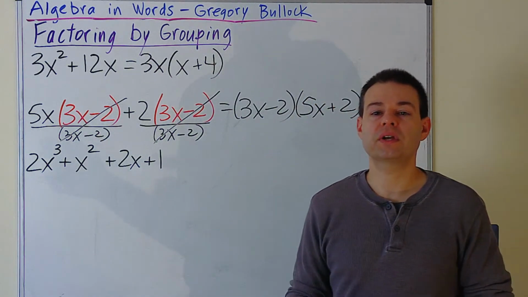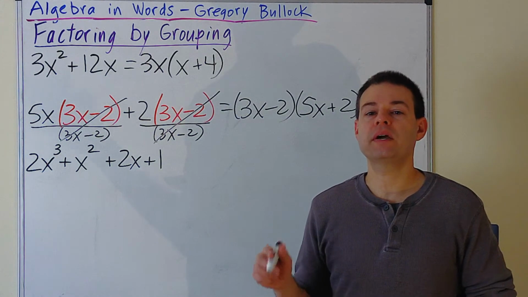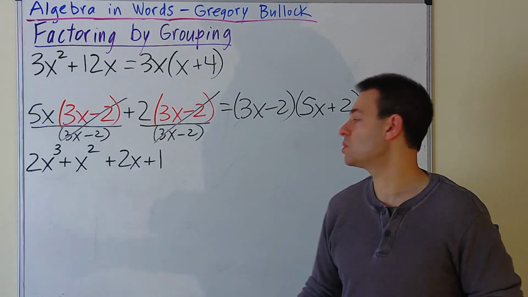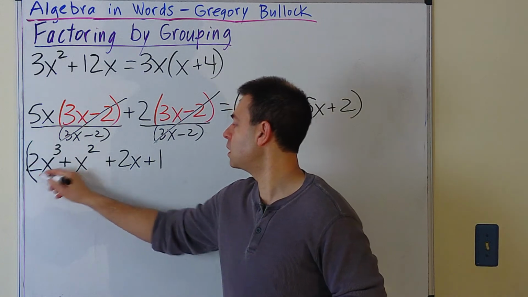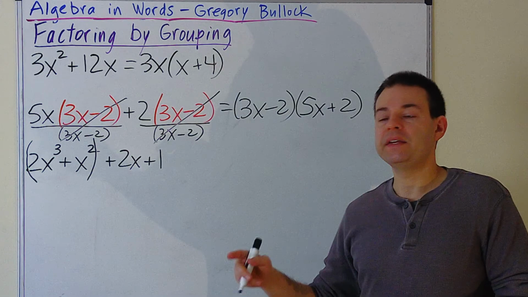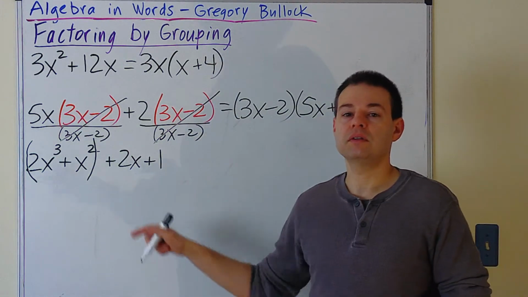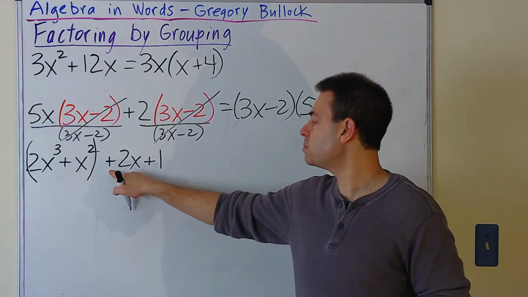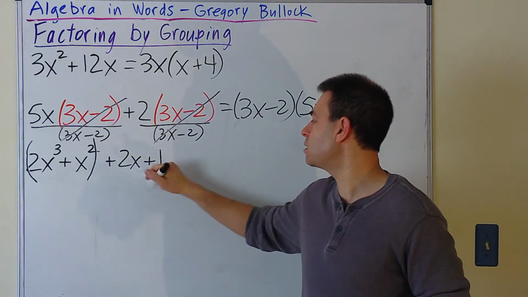So the next thing that we're going to do is put parentheses around two pairs of terms. First, the left pair, like this, just put parentheses around them. And next, put parentheses around the last two terms, but always make sure to keep this sign inside the parentheses, like this.